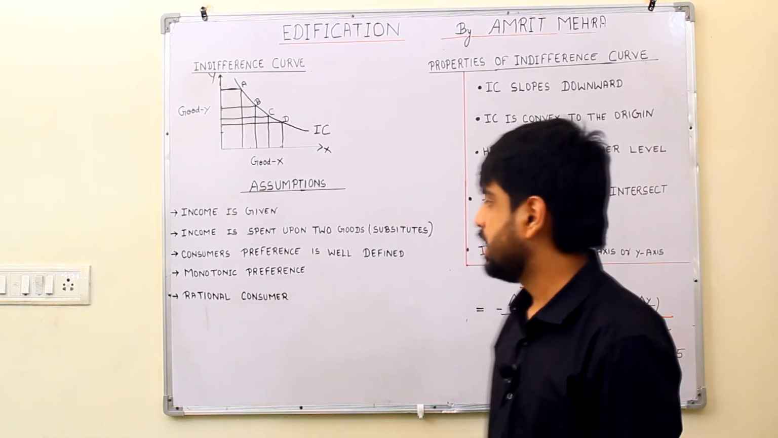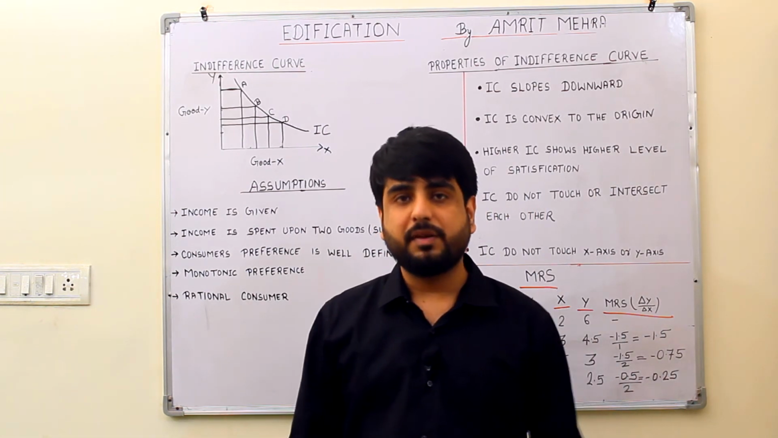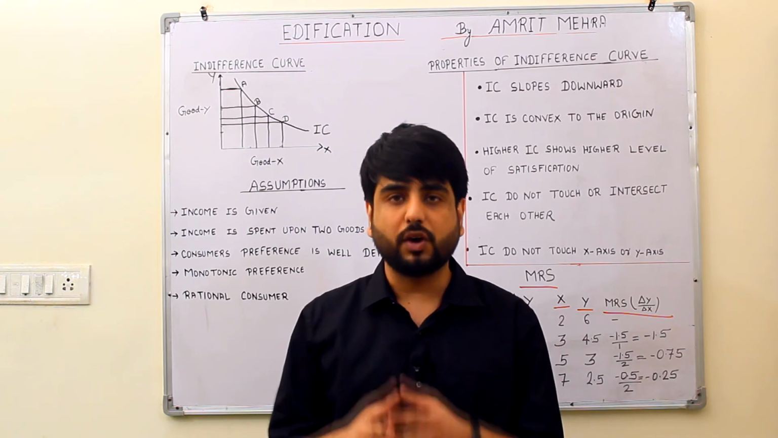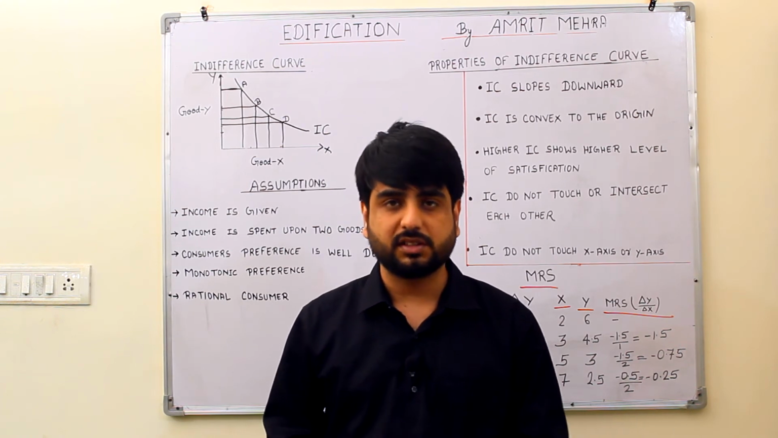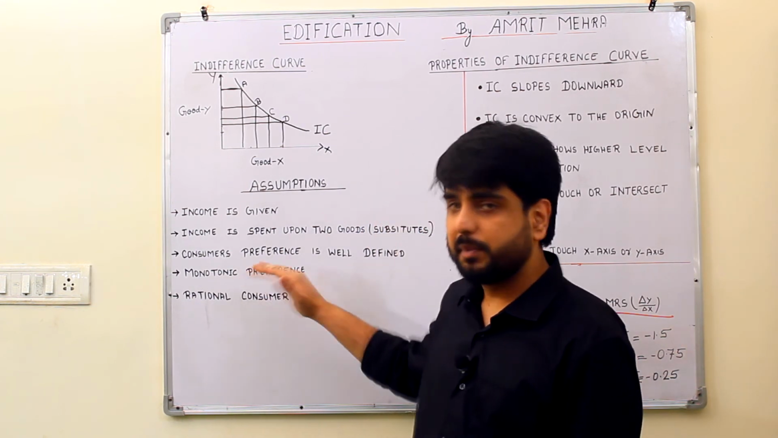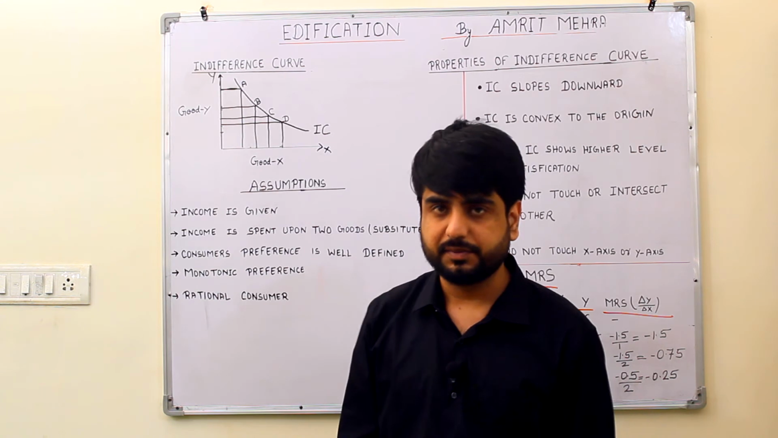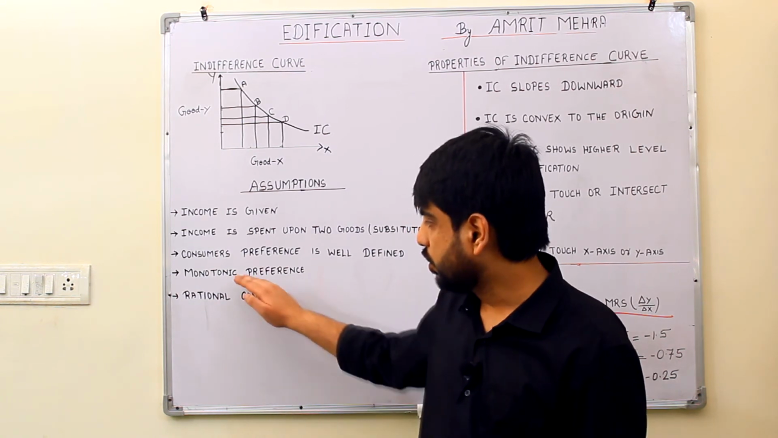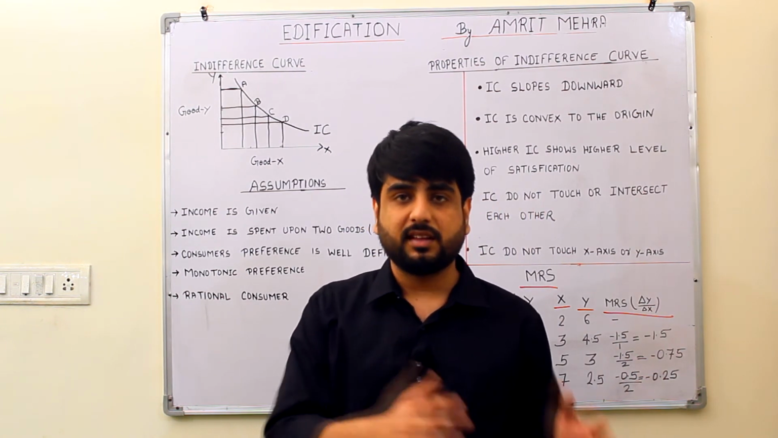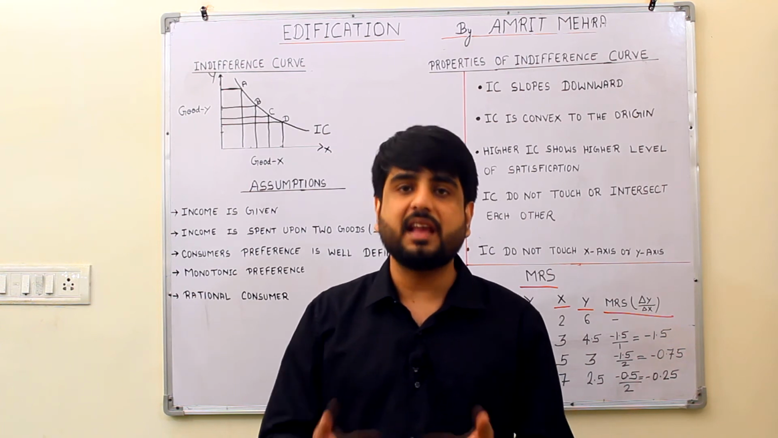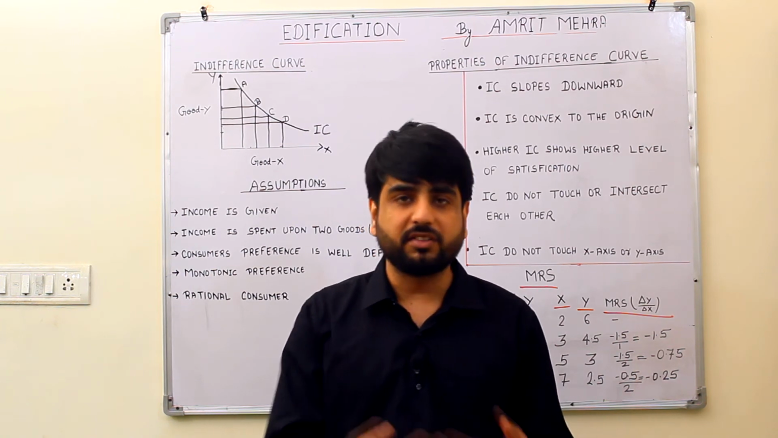Third assumption, consumer preference is well defined. So as we mentioned under the ordinal aspect, the choice of two commodities would be done according to the scale of preference. So we say that the consumer preference for a particular commodity, whether for good X or good Y, is clearly defined or given in the question. Fourth, monotonic preference. This assumption is just taken to ease the explanation for IC. It states that more of a good would always give more satisfaction to the consumer.